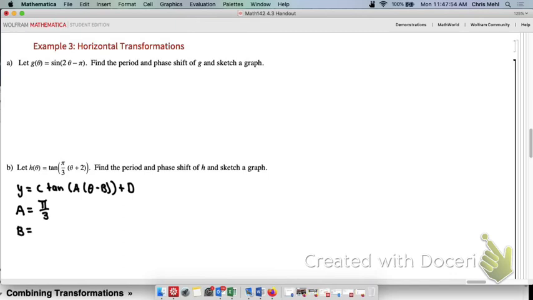Capital B is actually going to be, so notice that ours is theta plus 2, and the general form is theta minus b. The only way to subtract b and end up with a positive 2 is if b is a negative 2.